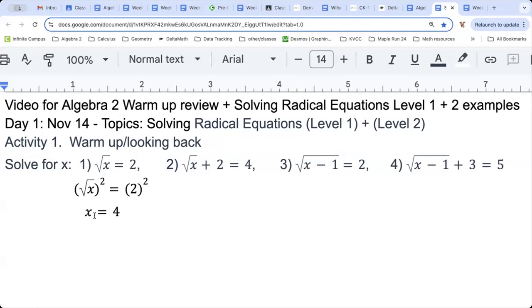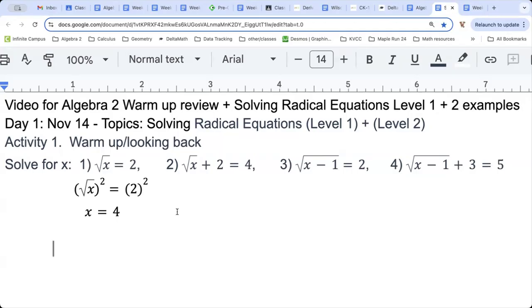And if we did that, now x is on the left-hand side, and on the right-hand side, just 2 squared, which is equal to 4. And we have solved this problem. So if you have a square root isolated all by itself, then you're ready to square on both sides.